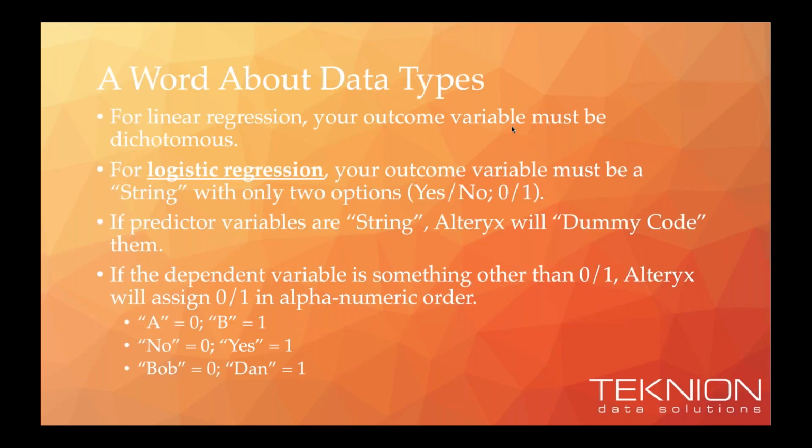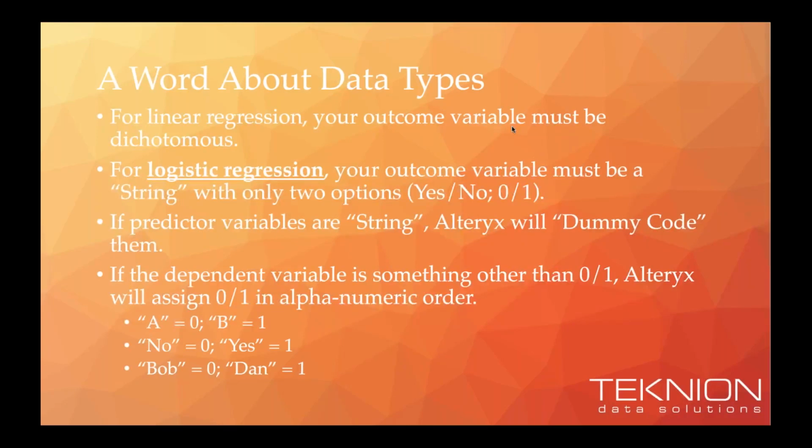So how's Alteryx going to handle your data type? If your dependent variable is something other than 0 or 1, Alteryx is going to assign it a 0 or a 1 in alphanumeric order. So again, let's suppose that your dependent variable is coded A and B. Because it's going to do it in alphanumeric order, A will be the 0 and B will be the 1 in your outcome. And if you coded it B and C, then of course B would be the 0 and C would be the 1.